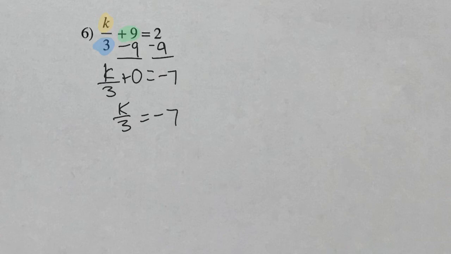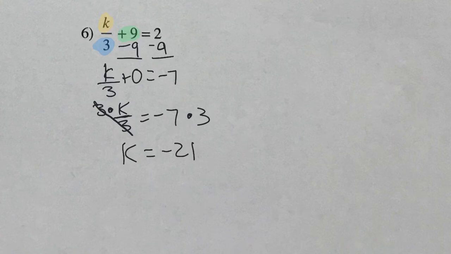I'm dividing k by 3, so in order to get k on its own, I'm going to do the inverse operation. And I'm multiplying by 3. When I multiply by 3, it cancels out that denominator, because 3 over 3 is 1, right? 3 divided by 3 is 1, so I'm left with k. But what I do to one side, I have to do to the other. So I end up with k equals negative 7 times 3, which is negative 21.